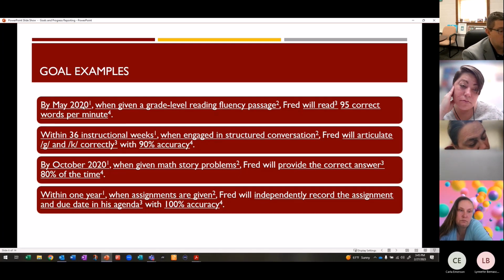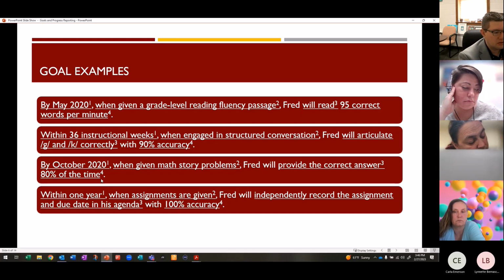So "by May 2020" is obviously a time frame. "When given a grade level reading fluency passage" is the condition. We've set the stage for what the student is going to be able to do. "Fred will read" is the behavior. That should always be a verb. And then "95 correct words per minute" is the criteria, the level that we hope they will achieve.